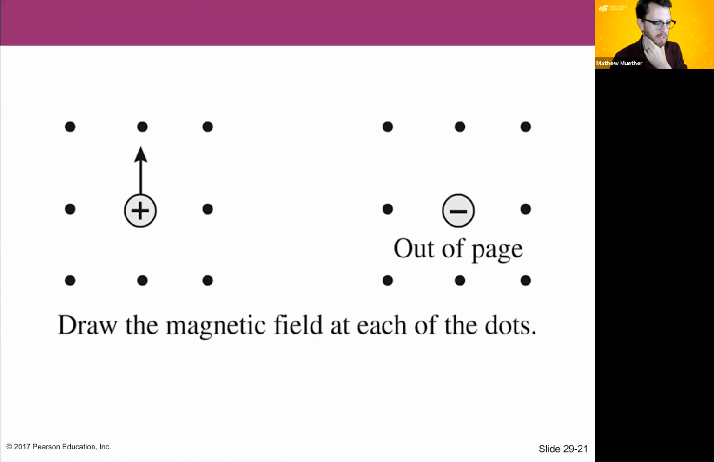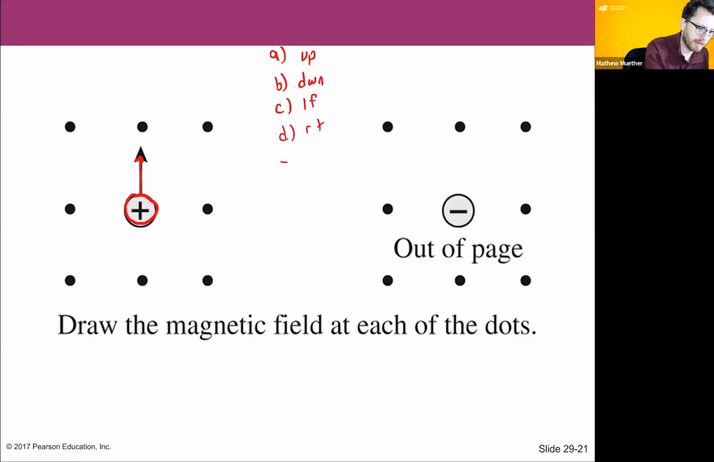And so we could use this to draw the magnetic field for a set of charges that are moving, okay? Let's try to fill this in. Let's draw the magnetic field at each of these points. So here I have a positively charged particle that's moving in this direction. So let's set up a sequence here. Let's say A is up, B is down, C is left, D is right, and E is into the page for this example. Let's make this one out of the page, into or out of the page.